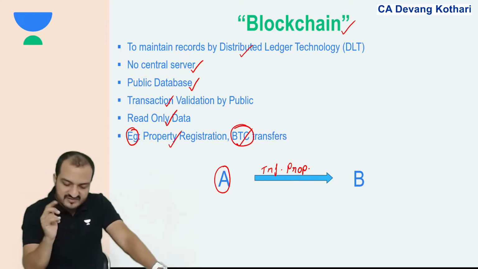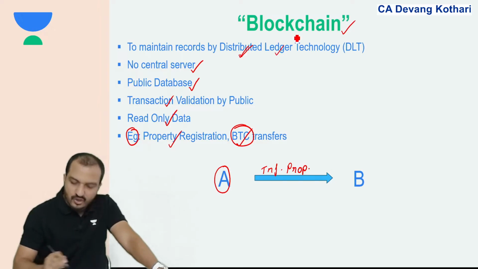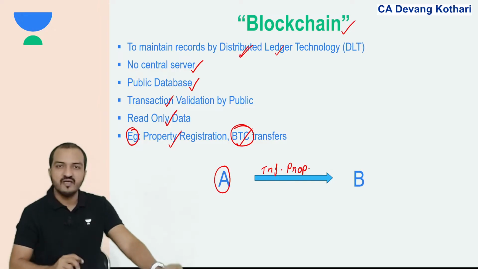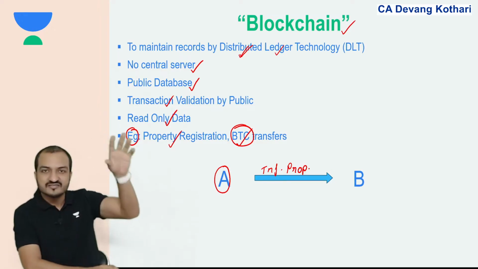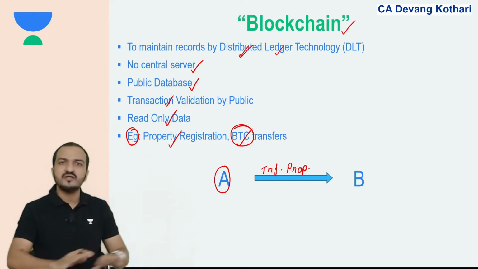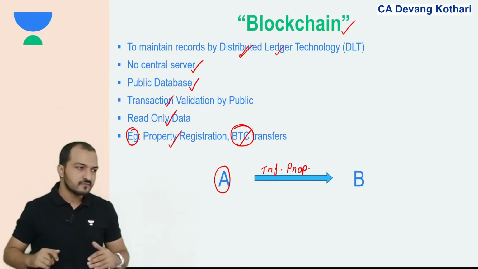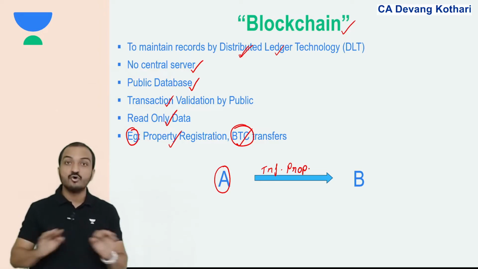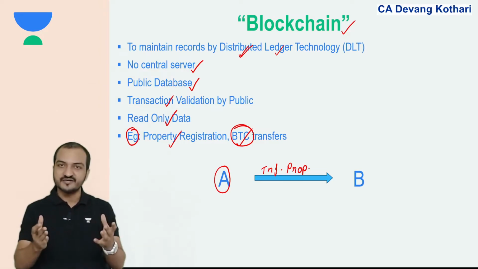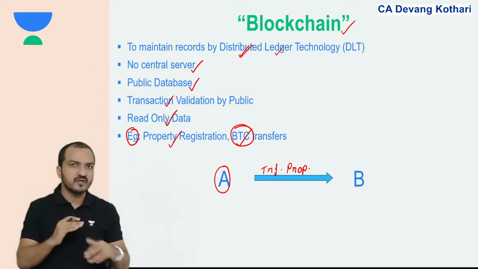Rather, it is a distributed ledger technology. Distributed ledger means that all the data is not stored at one central location. All the data gets stored in a public database. Imagine as if there is a Google sheet. You know Excel sheet? But Excel sheet on Google will become a Google sheet.